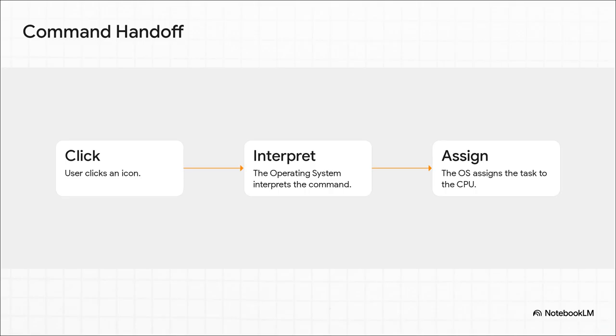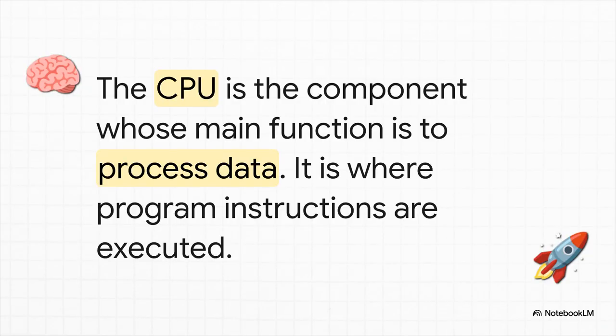It then takes that request and passes it on to the component that does all the real heavy lifting, the computer's brain. And that brain is the CPU, the central processing unit. If the OS is the conductor, the CPU is the entire orchestra, doing all the actual work. Its one job is to follow instructions and perform calculations at mind-boggling speeds. It is the engine that drives everything your computer does.